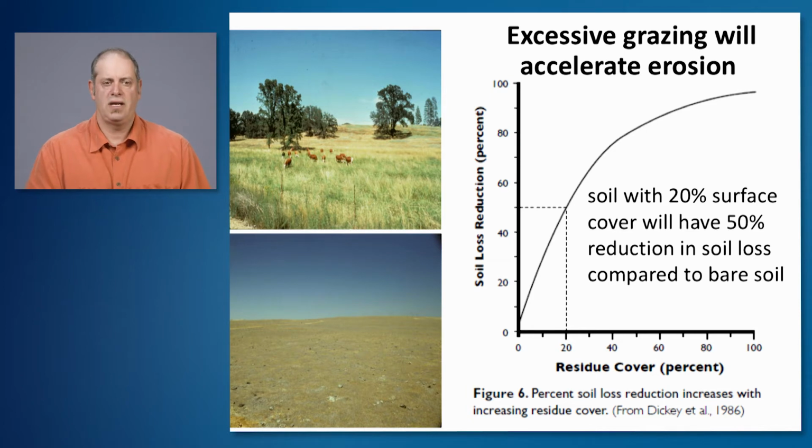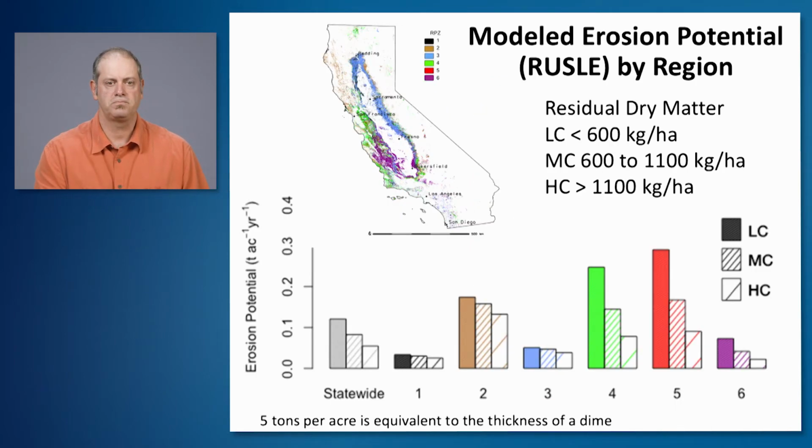Generally speaking, in California rangelands, there's so much cover from the annual grasses that erosion is considerably low compared to other parts of the United States. However, excessive grazing and removal of dry material or vegetative material can have severe impacts on soil erosion. This graph on the right side of the slide is just showing you that a small increase in residue cover can have huge increases in soil loss reduction. 20% cover can reduce soil loss by 50% compared to bare soil. So maintaining cover can be really important in protecting the soil surface from erosion.